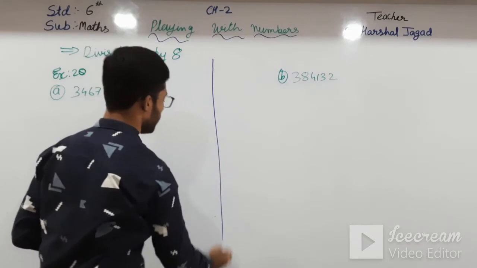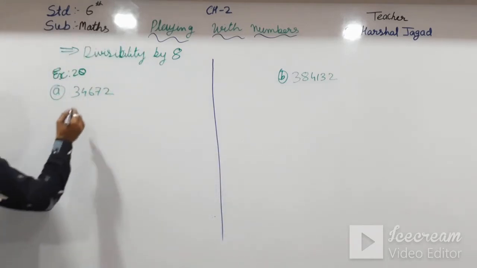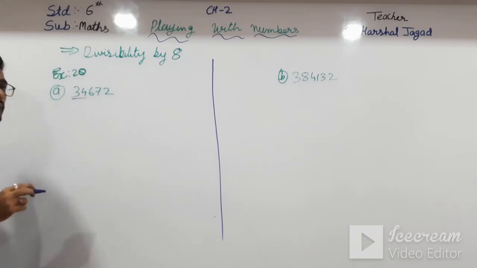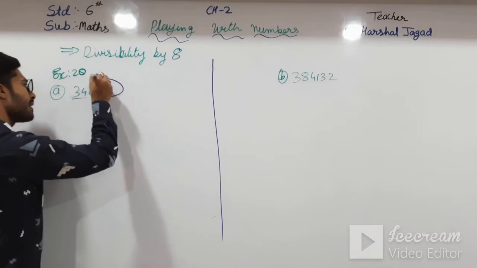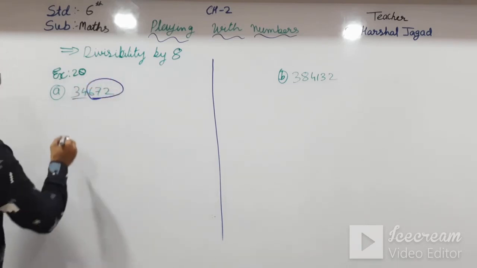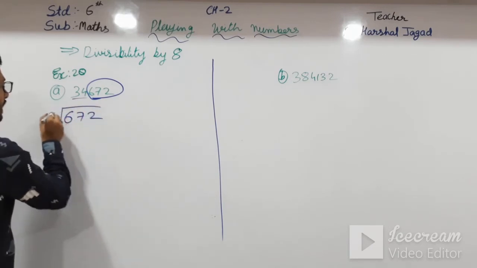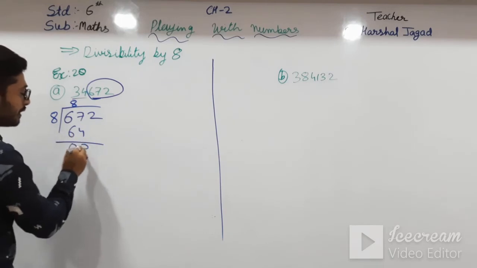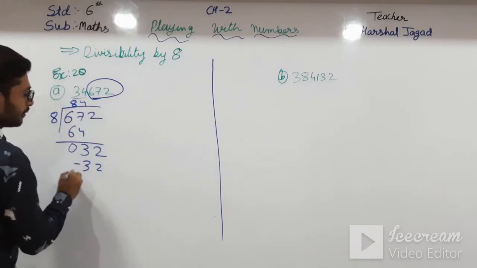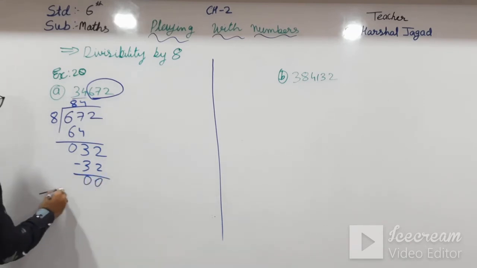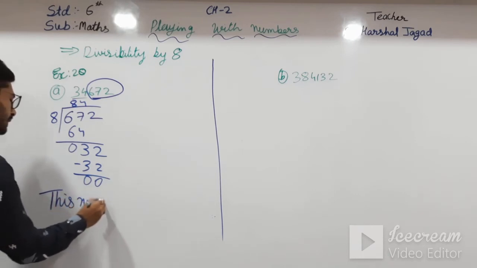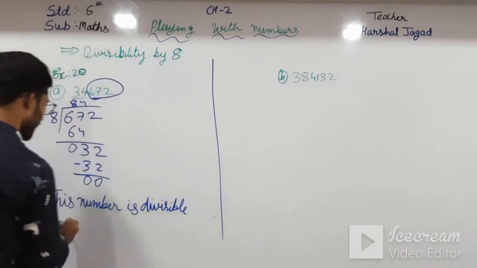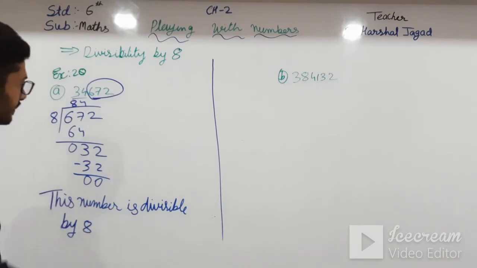how it is divisible. Okay students, now first of all, this 34,000 is divisible by 8. Now we have to just check the last three numbers, is it divisible by 8 or not. See here, 672 divided by 8. 8 8s are 64. Then 32. 8 4s are 32. Remaining 0, 0. So this number is divisible by 8.